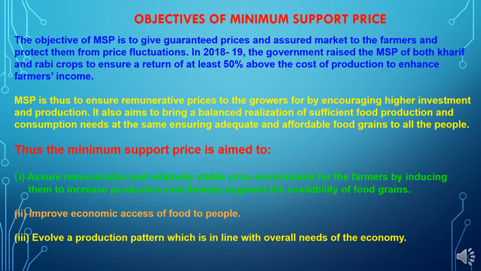Objectives of minimum support price. The objective of minimum support price is to give guaranteed price and assured market to the farmers and protect them from price fluctuations. In 2018-19, the government raised the MSP of both Kharif and Rabi crops to ensure a return of at least 50% above the cost of production to enhance farmers' income.